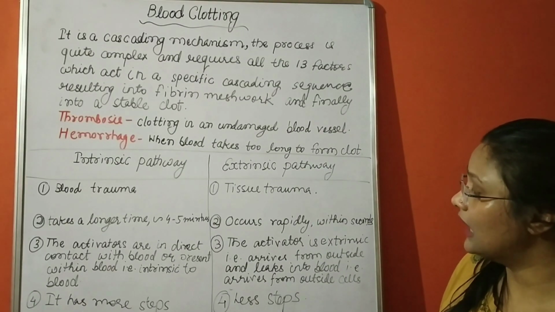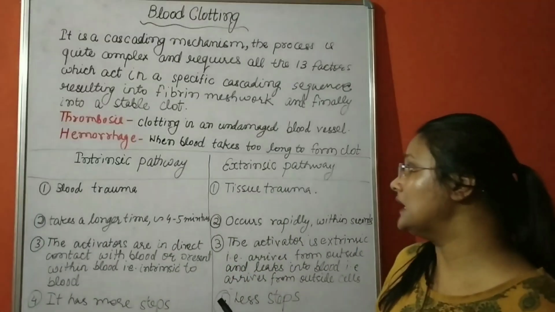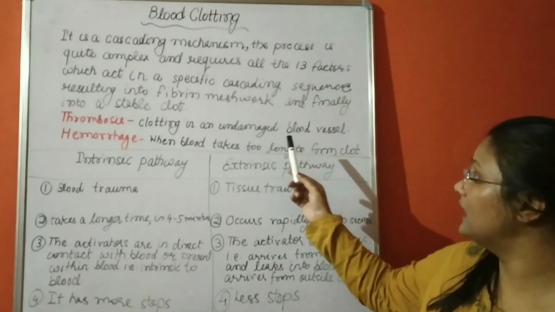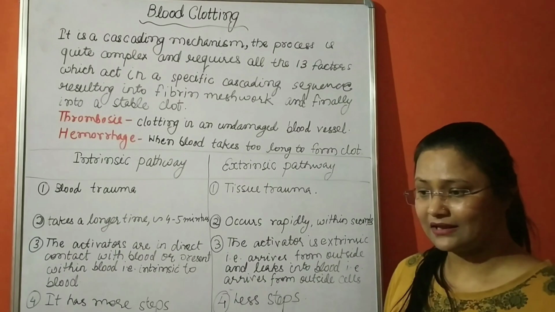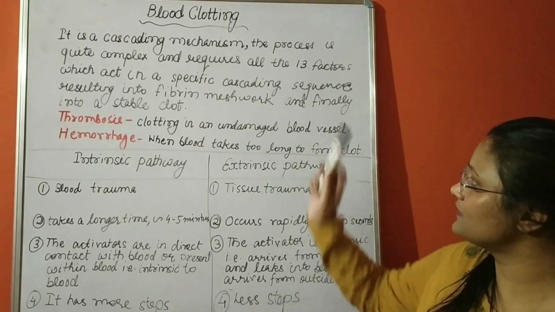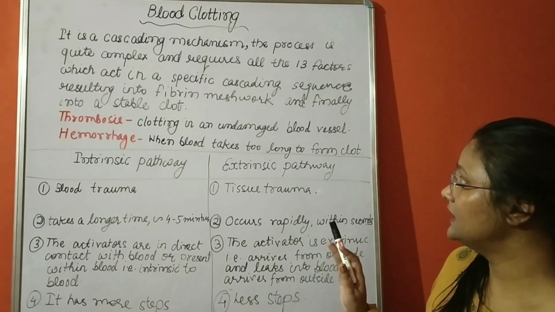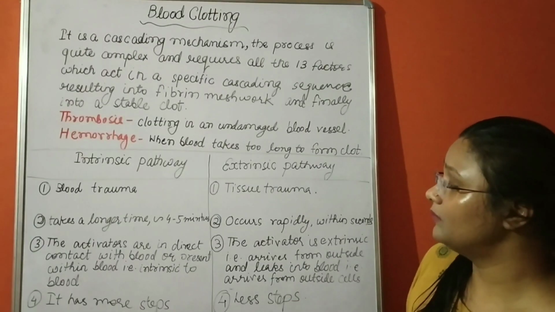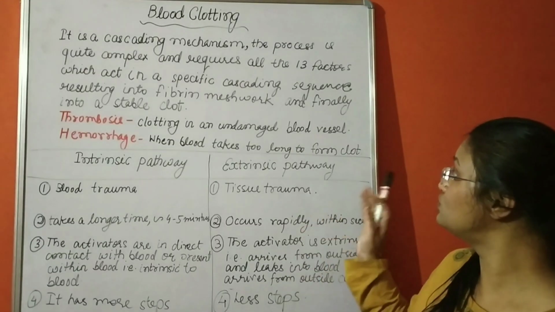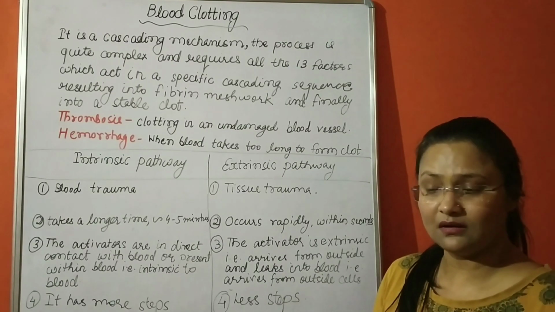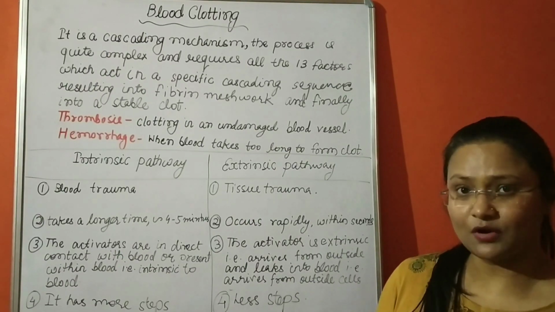Now let me talk about two conditions which are antagonistic. Thrombosis is a condition when clotting in an undamaged blood vessel occurs. Usually in blood vessels, blood is in liquid form, with no clot. But during thrombosis, a clot is formed, and the blood vessels are also not damaged. In contrast to this, hemorrhage is a process when blood takes too long to form a clot. Blood will keep on oozing out of the blood vessels because a clot will not form.